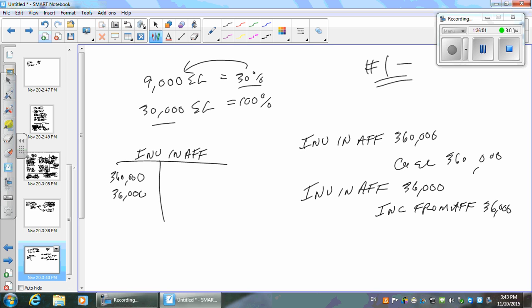Their increase in retained earnings was 120,000. My share of that is 36. That's what I'm doing. Okay. Then it says they pay dividends of 18. Well, how much of the dividends do I get?